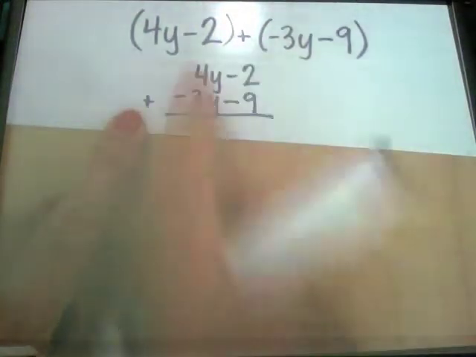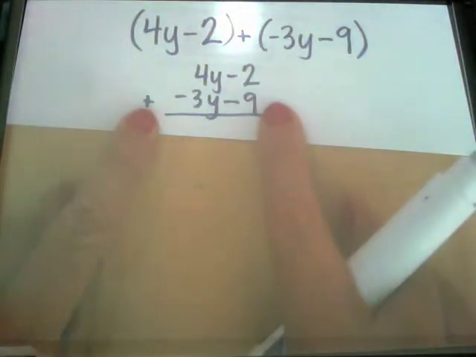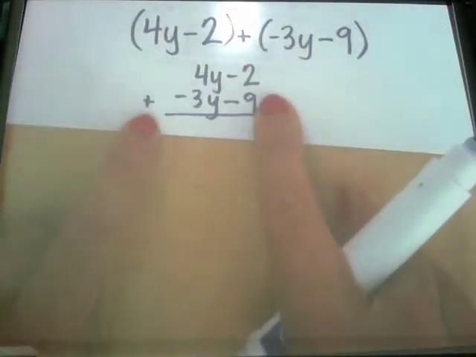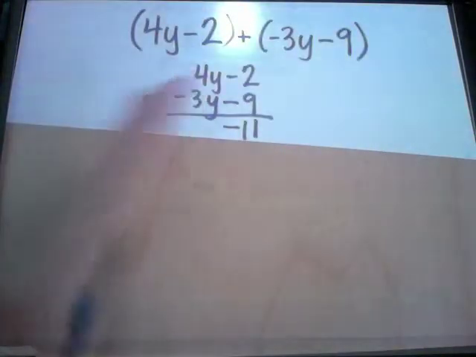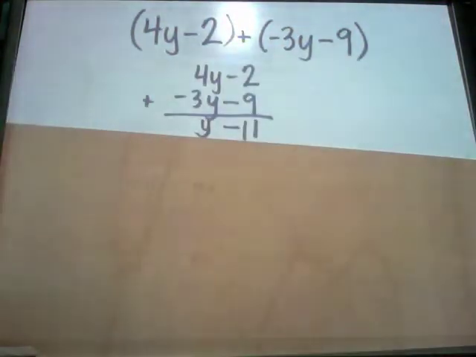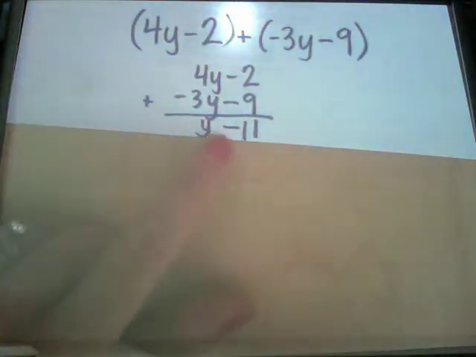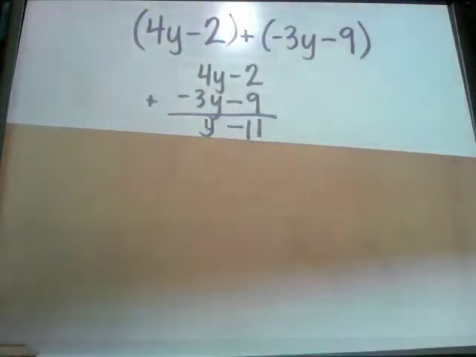But my like terms are lined up, so I don't have to think too hard about it. Negative 2 plus negative 9. What do I get? Negative 2 plus negative 9. Diego? Good. Negative or minus 11. 4y plus negative 3y. 4 plus negative 3 is positive 1. You can put the 1, but just remember I won't ever show that. 1y minus 11, excuse me, I will show as just y minus 11. Not too difficult, right? Just adding by combining like terms.